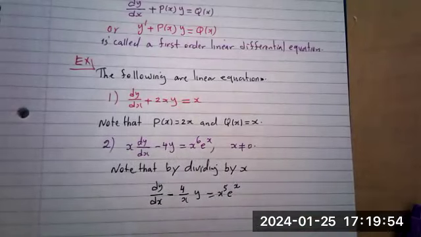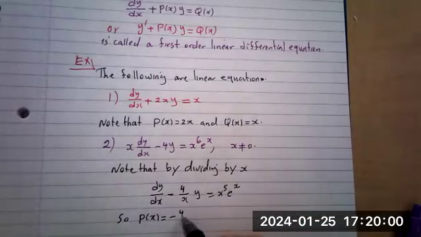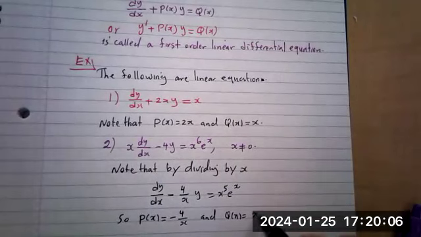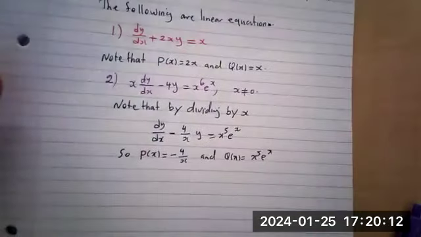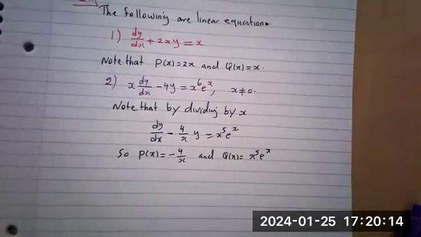So the conclusion is, what's p of x now? Negative 4 over x. And the q of x would be x to the 5th e to the x. You should carry that negative sign. Okay, that's one. Any question?